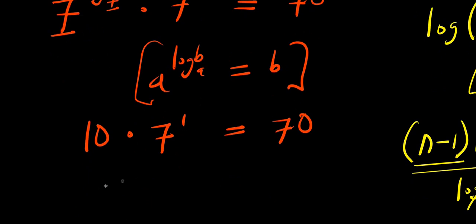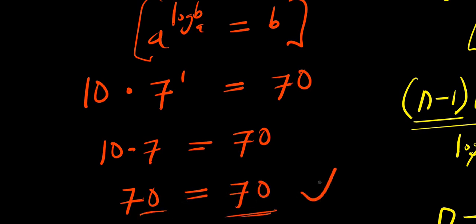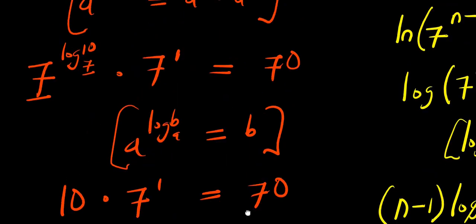And 7 power 1 is 7. So you have 10 times 7 equals 70. And 10 times 7 is 70, which equals 70. So both sides are the same, meaning that this has satisfied the equation.